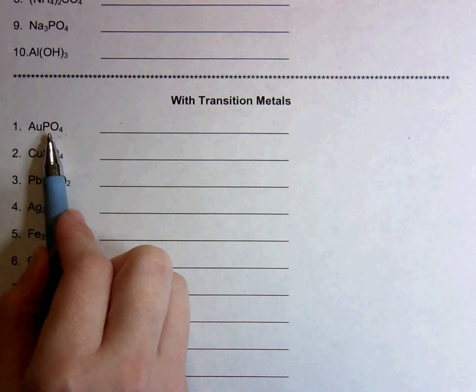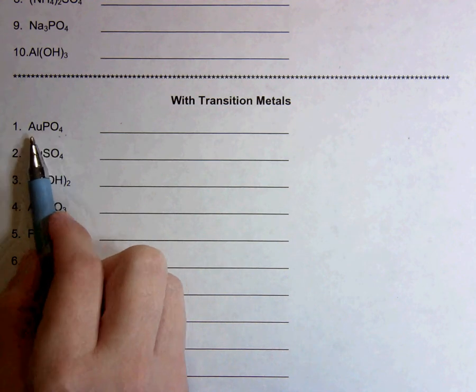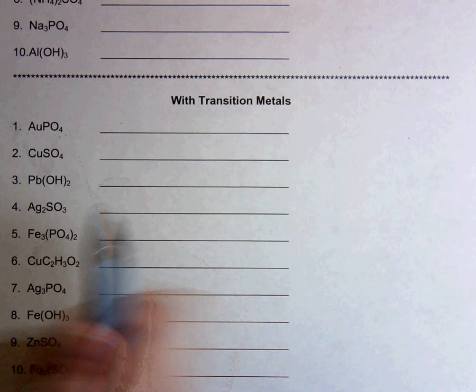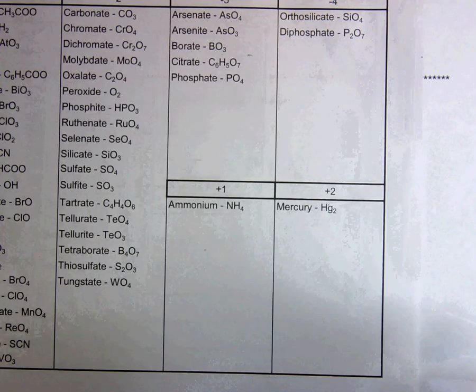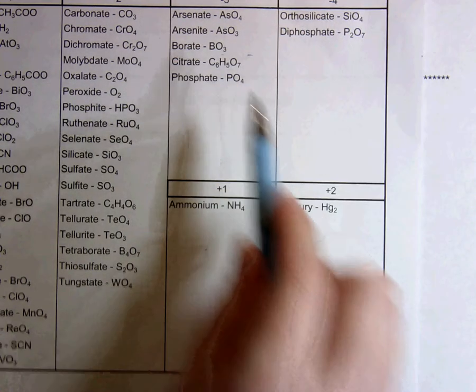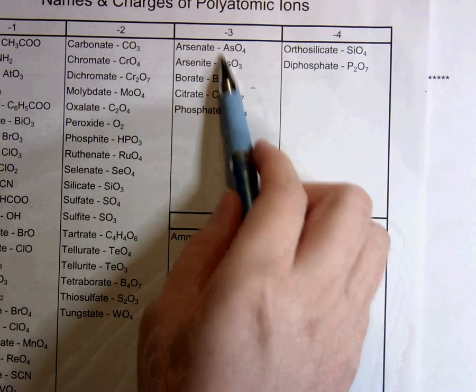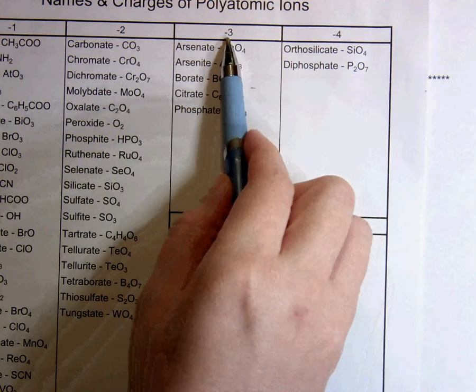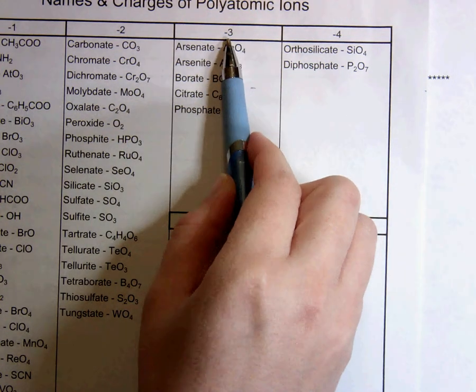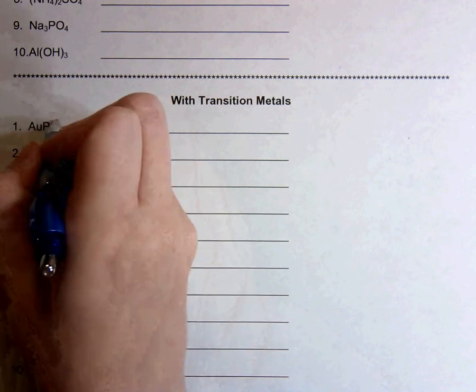AuPO4. When I look on my periodic table, I see that Au is gold, and we just looked at PO4. Remember, PO4 is phosphate, and it shows me here in my chart, I go straight up from here, and my charge is -3. So phosphate, PO4, has a -3 charge.